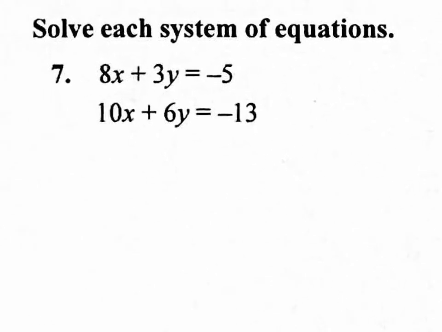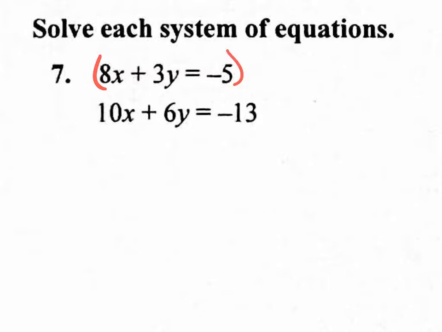So we need to eliminate either x's or y's. Which one would you prefer, x's or y's? Definitely y's, right? Because all I need to do is change this 3 to become a negative 6 by multiplying everything by negative 2. Then the negative 6 will cancel with the positive 6. So again, please show your work.